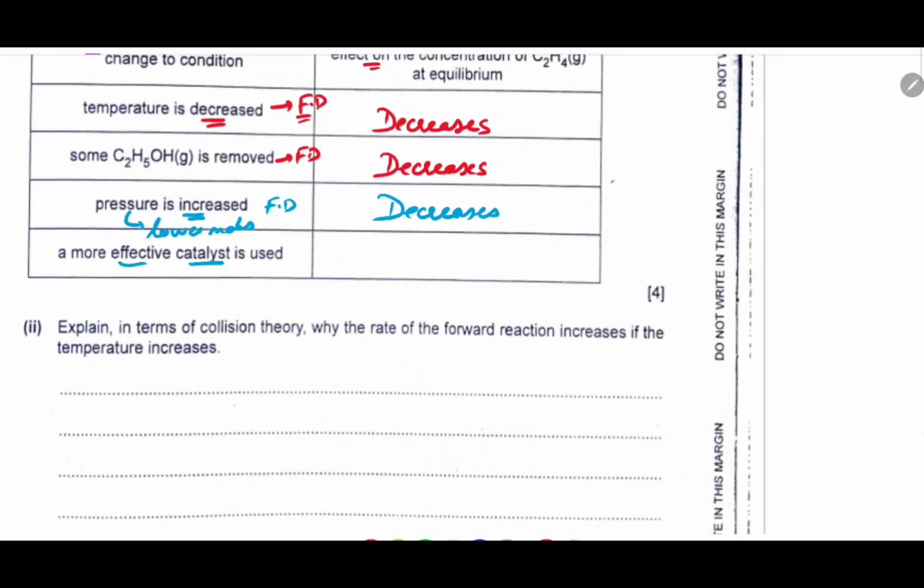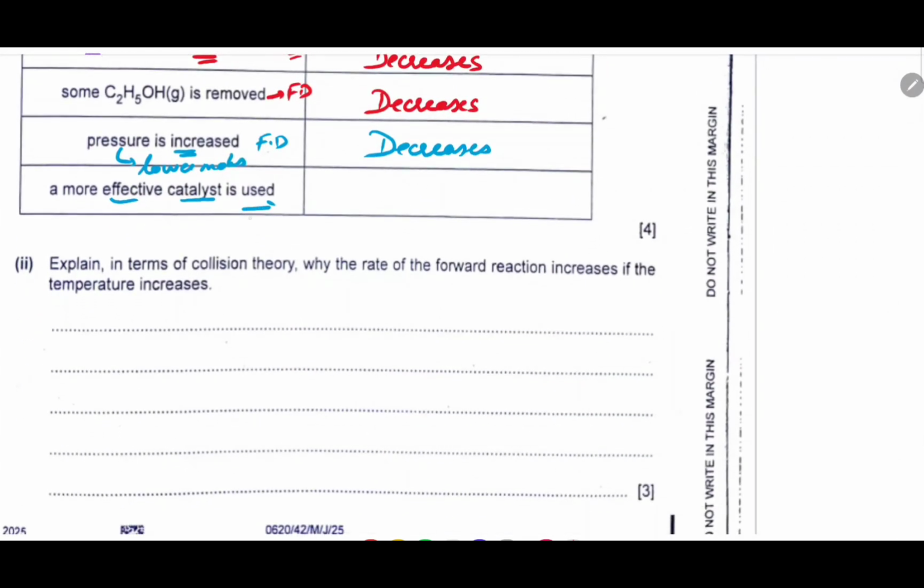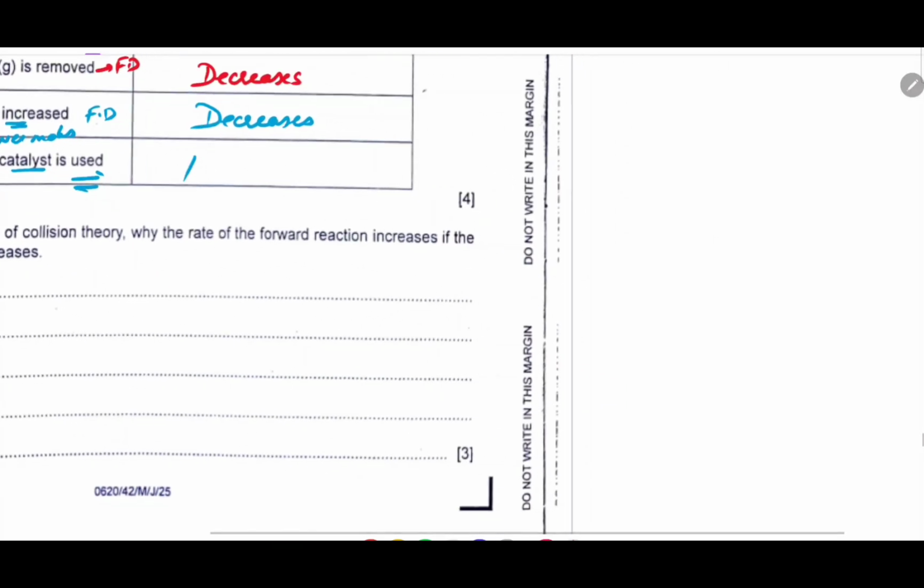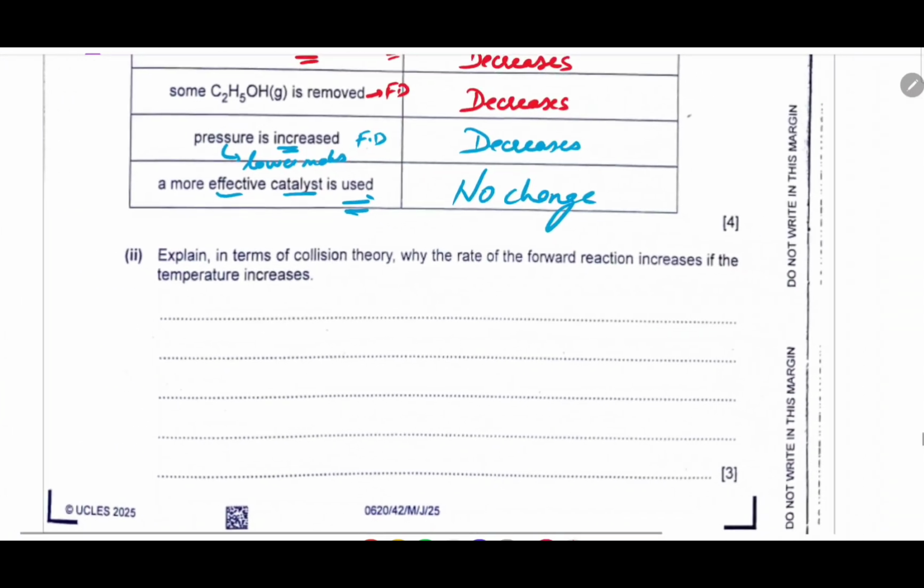Now if we use a catalyst, it increases the rate of forward and backward reaction with equal extent. Hence it will not change the concentration of C2H4. The answer will be no change. Clear? So these are the answers for this part.